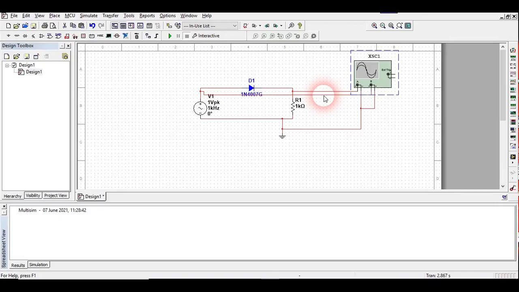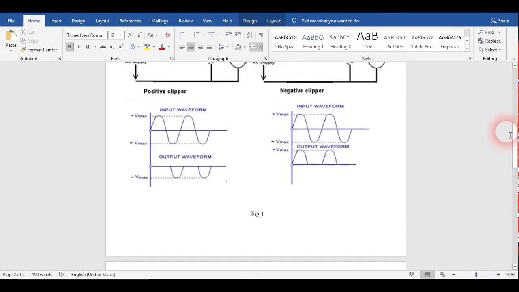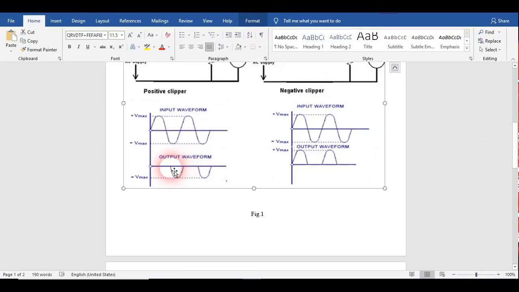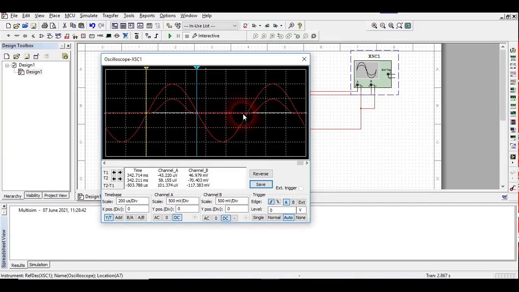There you will show T1 minus T2, and in the observation table also write T1 minus T2. In the positive clipper, choose the time period for T1 minus T2 from this point to this point. In the negative clipper, choose T1 minus T2 from this one to this one. T1 and T2 are not time periods, but they are the time cursors. In the oscilloscope we use cursors for finding the differences along the x-axis or y-axis. The x-axis shows the time period and the y-axis shows our voltage.